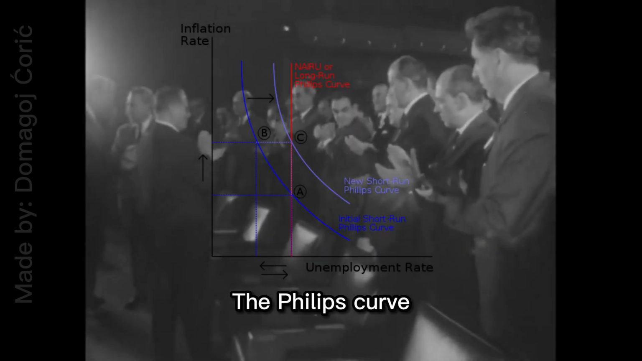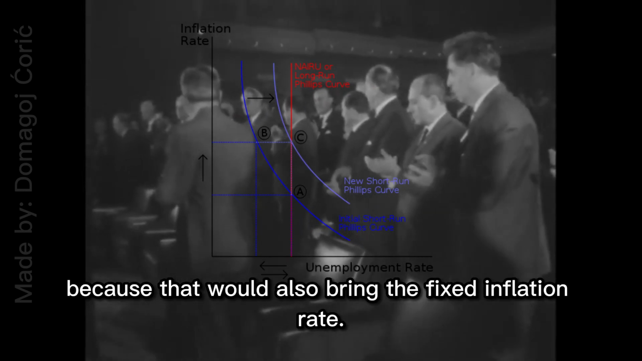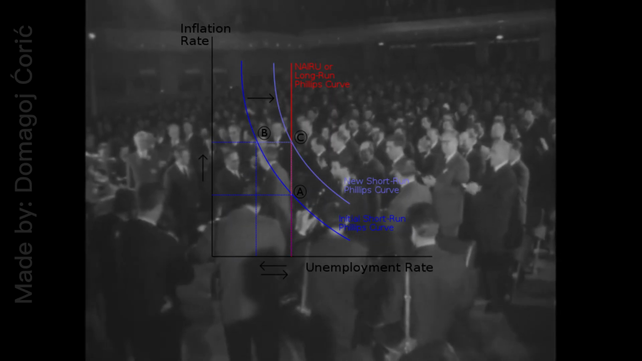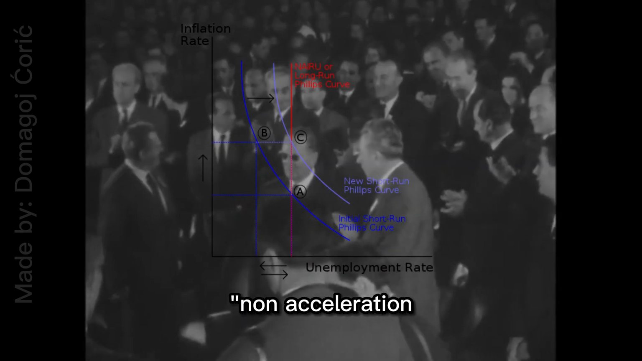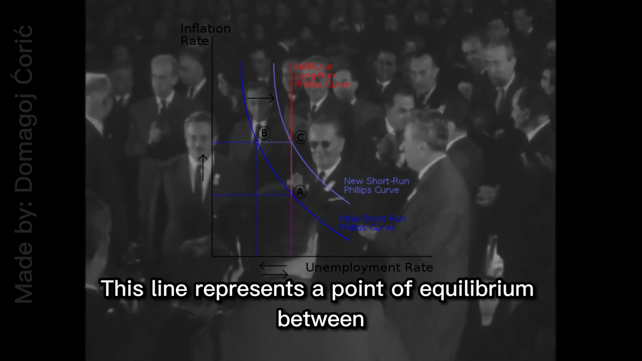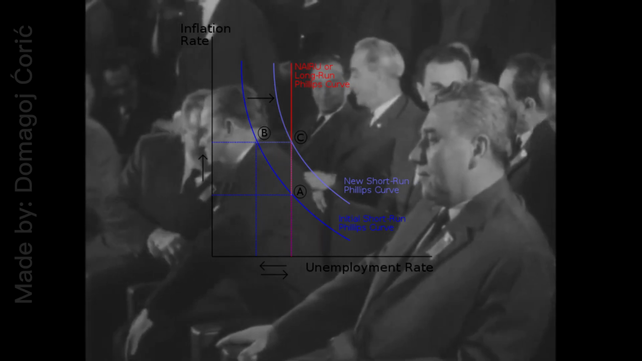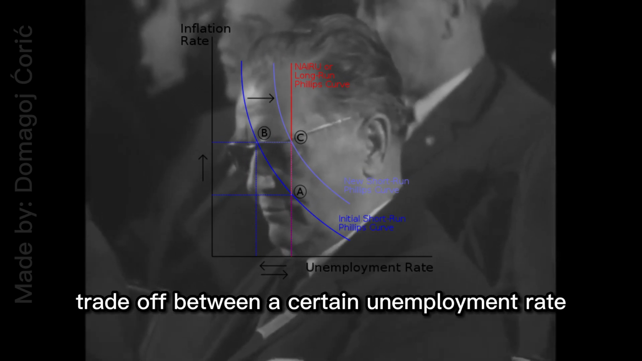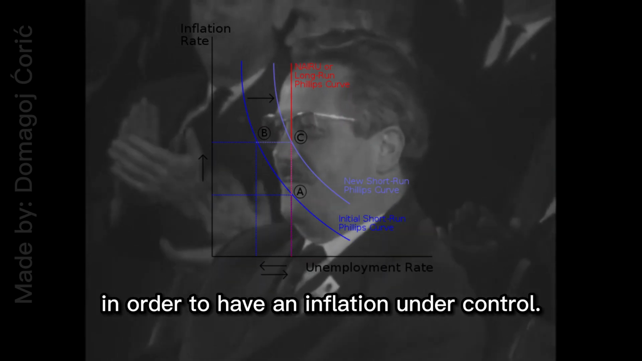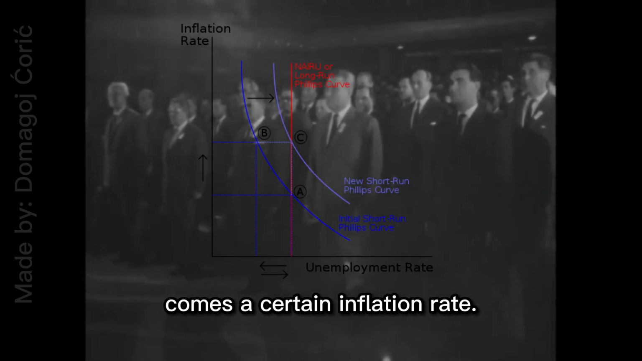The Phillips curve simply concluded that the economy must settle on a fixed unemployment rate because that would also bring the fixed inflation rate. You can also better understand this term by looking at the word NAIRU, non-accelerating inflation rate of unemployment. This line represents a point of equilibrium between inflation and unemployment where neither are in need of further change. In simpler words, the market always must do a trade-off between a certain unemployment rate in order to have an inflation under control.